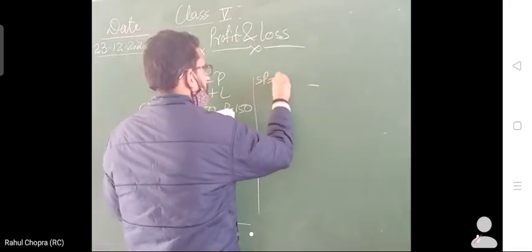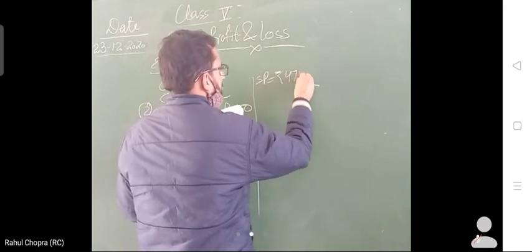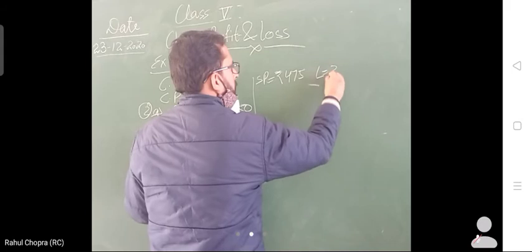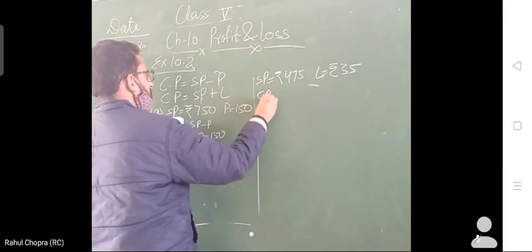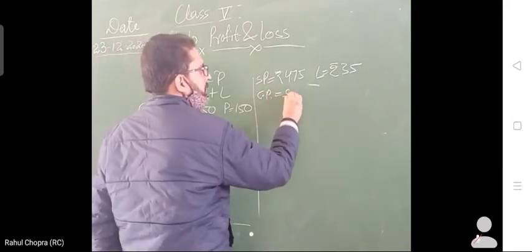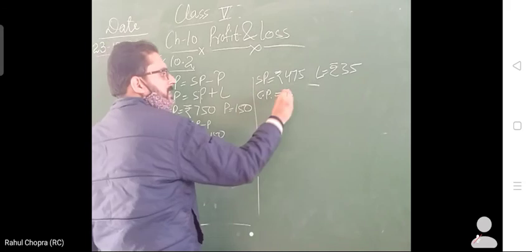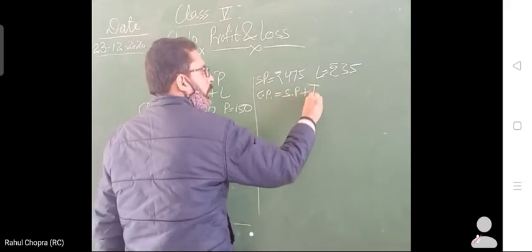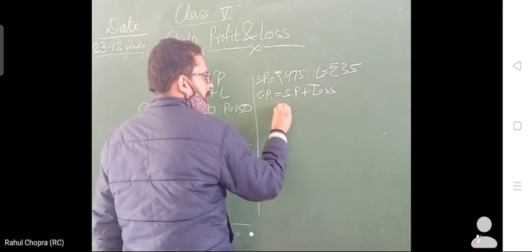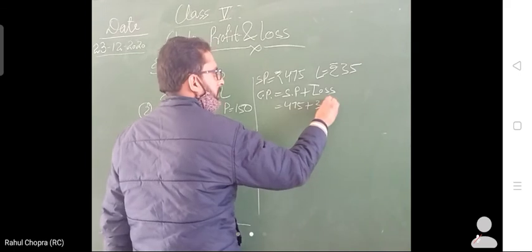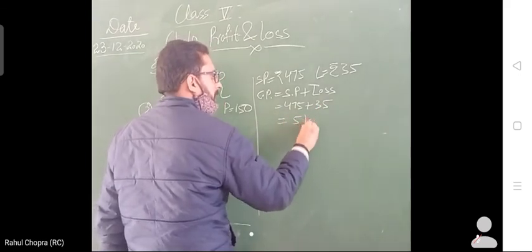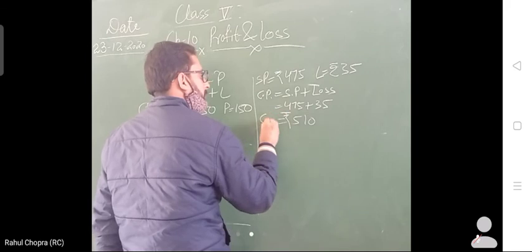Now see B part. In B part, SP is given how much? Rupees 475, and loss is rupees 35. You have to find the CP. When loss is given, we add the loss. It means the formula of finding CP is SP plus loss. SP 475 plus 35, it will become 510 rupees.